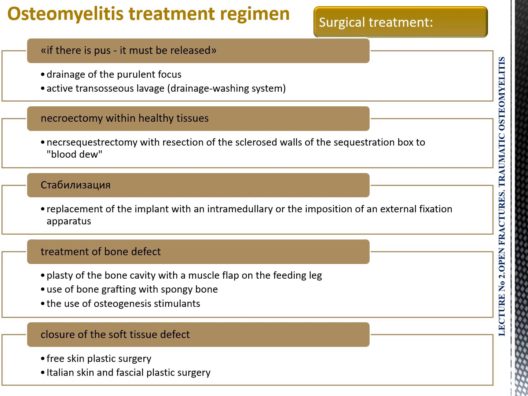Closed soft tissue defects also present serious difficulties. Various options for skin grafting, up to serious ones, which you will be shown not on the next slide, but one after. Italian skin-fascial plastic surgery will be shown there, with a sufficiently powerful skin-muscle flap, which will simultaneously close the soft tissue defect and, as a muscle flap itself, be immersed in a bone defect, presented to you as a treatment for a bone defect. That is, there will be chronic osteomyelitis, sequestrectomy, and Italian plastic surgery with a skin-muscle flap on the feeding leg.